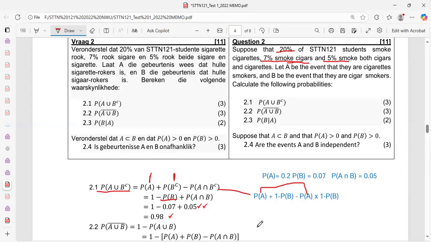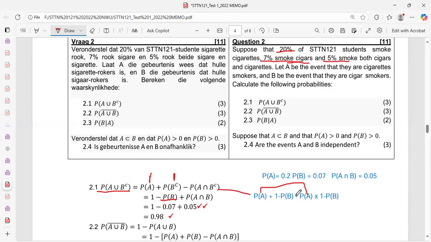This is the formula that they use. Okay, this is how we do it. I want to show you guys something. The probability of A union complement B. To expand this, it's the probability of A plus B complement minus A and B complement. Then the B complement is 1 minus probability of B.